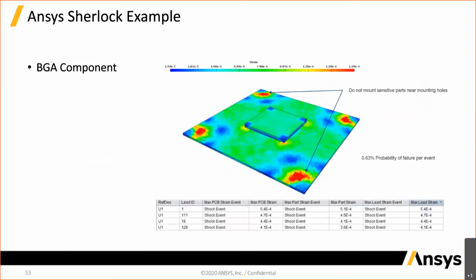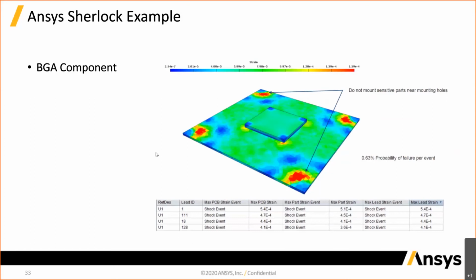So when you run a shock analysis in Sherlock, it doesn't give you time to failure. It gives you probability per cycle of a failure event occurring. So right now it's saying I've got about a 1% chance of failure per drop event, which is actually pretty high. If the product gets dropped 100 times over its lifespan, over maybe 5-10 years, there is a good chance that one of those events would cause something to fail. So how do we fix it?